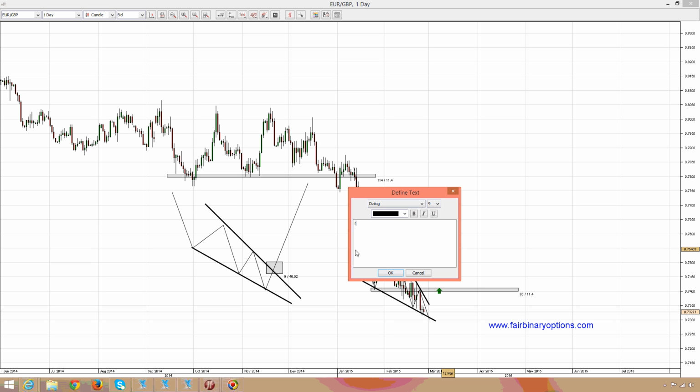So favoring call options with end of month expiration date by the time the 0.74 level is broken. Thank you very much for being here.